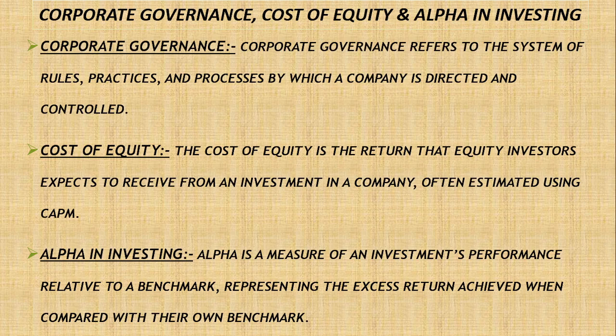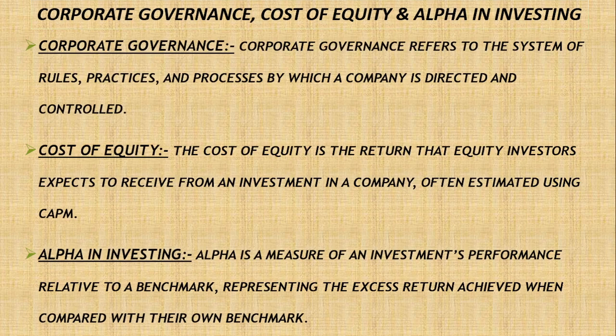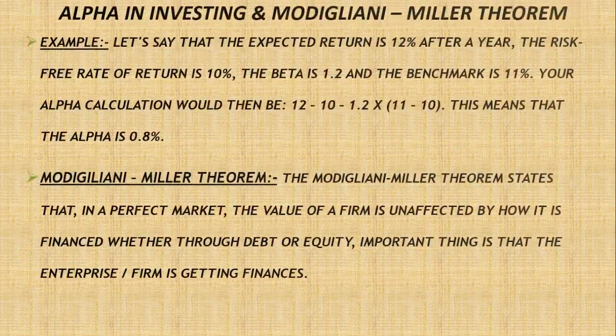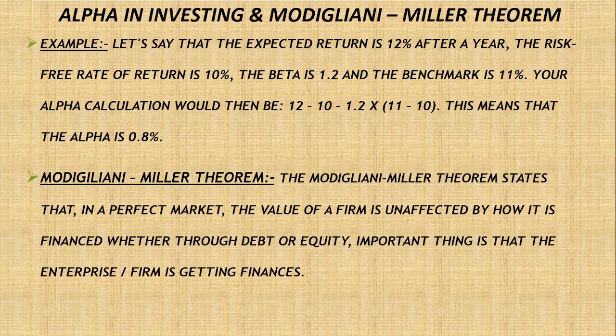Alpha in investing. Alpha is a measure of an investment's performance relative to a benchmark, representing the excess return achieved when compared with their own benchmark. Example, let's say that the expected return is 12% after a year. The risk-free rate of return is 10%. The beta is 1.2 and the benchmark is 11%.